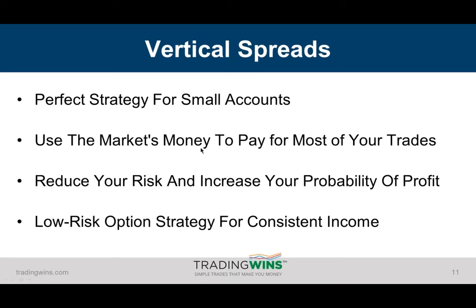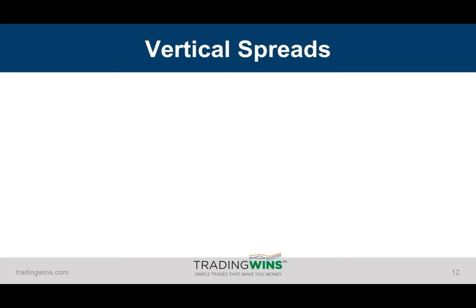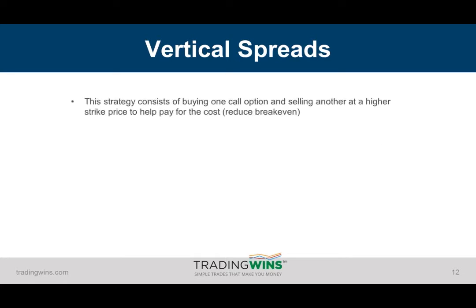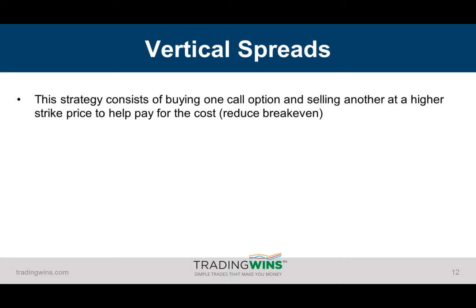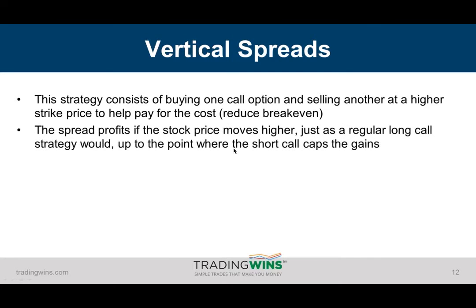This type of strategy in the environment we're in now would really help you reduce risk and increase your probability of profit. So, to recap, the vertical spread consists of buying an option, for example, a call option, at one strike and selling another one at a higher strike to help pay for the cost of the long one, to reduce your break even.